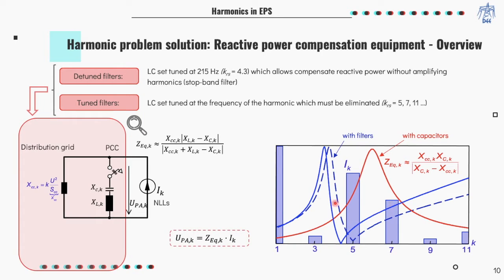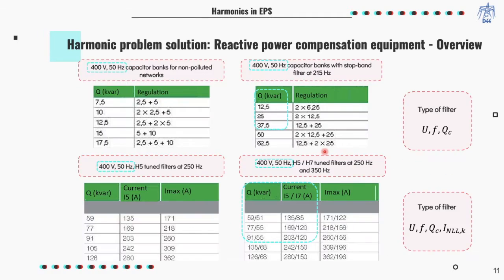It must be noted that the equivalent impedance observed from the nonlinear loads when the filters are connected becomes the following expression, which has a minimum value at the tuned frequency when the numerator is equal to 0. The impedance also has a peak value when the denominator is equal to 0. The minimum value of the equivalent impedance allows to reduce the harmonic voltage at the tuned frequency.